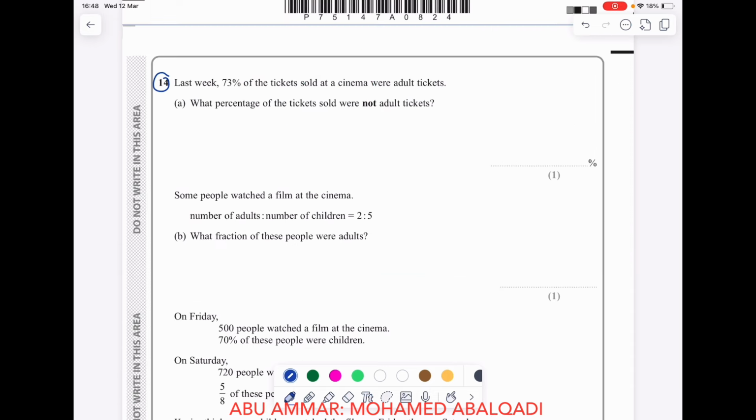Question 14 says, last week 73% of the tickets sold at a cinema were adult tickets. What percentage of the tickets sold were not adult? So this is another simple question. So we need to take out 73% from 100%. So 100% minus 73%, and the answer will be 27%. So 27% of the tickets sold were not adult tickets.